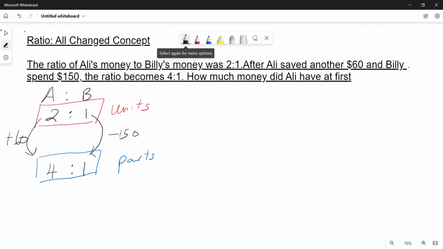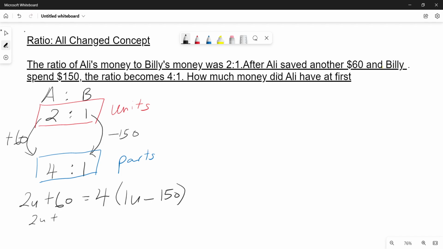So how would that look like? 2 units of this plus 60 will give you 4 parts. Okay, so if I multiply this side by 4, that will give me 1 unit minus 150. See, this side is 1 unit minus 150, so it's actually 4 times of this. So if you're in secondary school, it's very easy for you. 2 unit plus 60 equal to 4 unit minus 600.